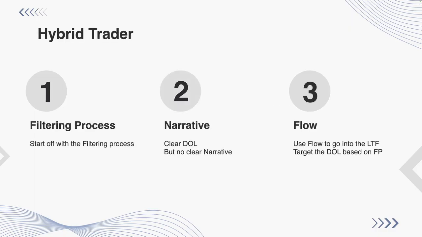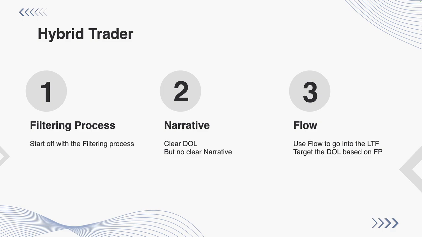If we now want to understand a hybrid trader, because we have gone over the flow trading plan and the filtering process trading plan, then the hybrid trader is the following. We start off with the filtering process. Like we see, the first step is always filtering process for a hybrid trader. So the bias and narrative that we went over in a flow trading plan, you would not do that with a hybrid trader.